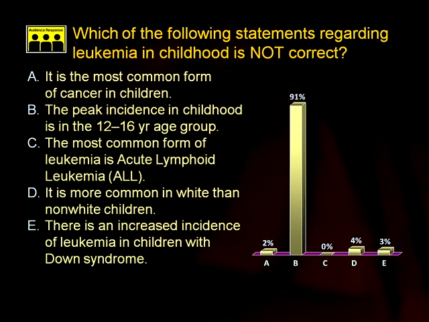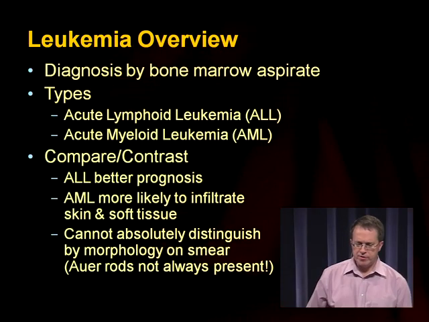The most common form is ALL, followed by AML at about a 5-to-1 ratio. It is more common in white than non-white children. And in children with Down syndrome, there's both an increased incidence of ALL and AML. Now, for the bonus round out there, you can jot down a note that we'll get back to. You can try to think of what is the one type of AML that is very common, relatively speaking, in children with Down syndrome. We can get to that in the bonus round.